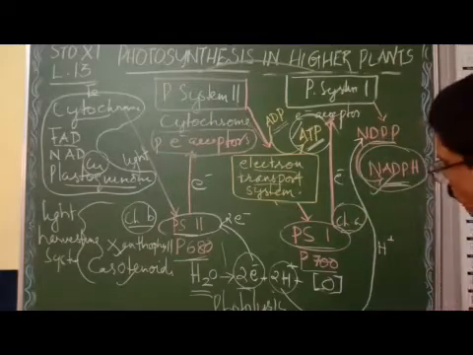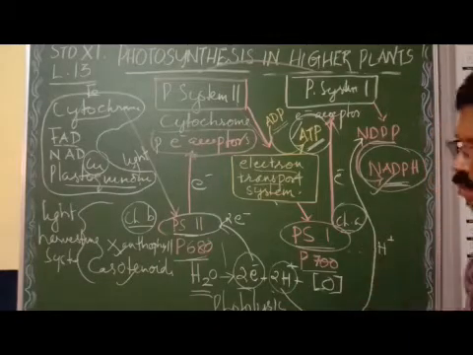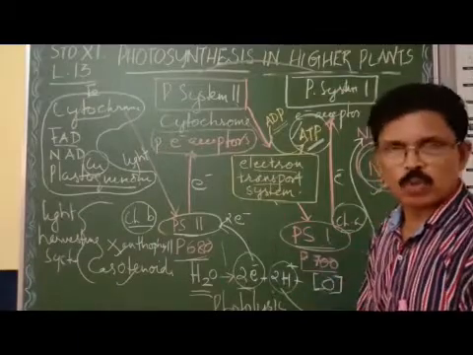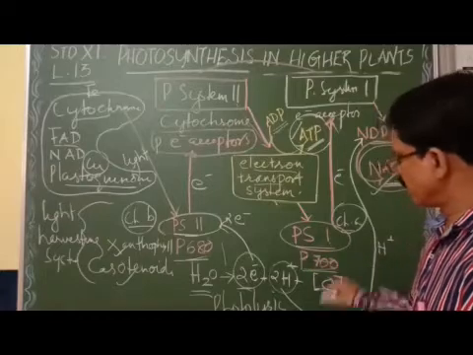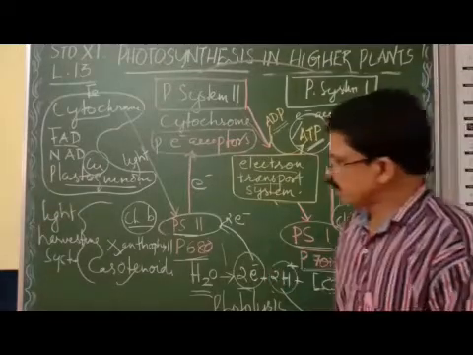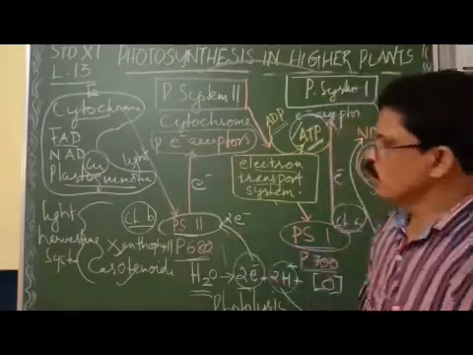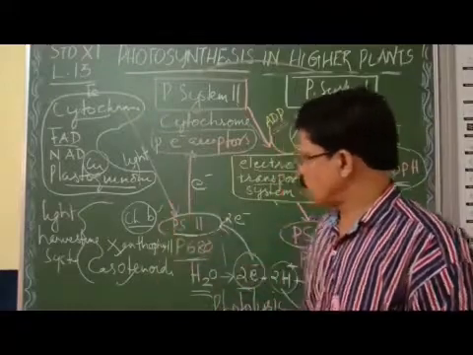So in short, we can understand that during the light reaction, there are two pigment systems involved: pigment system 1 and pigment system 2. Pigment system 1 is called photosystem 1. Its reaction center is P700 and includes chlorophyll A molecules. Then pigment system 2, the reaction center is P680, and it includes the light harvesting system: chlorophyll B, xanthophyll and carotenoids.